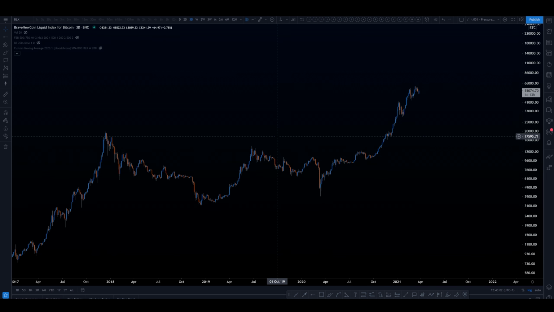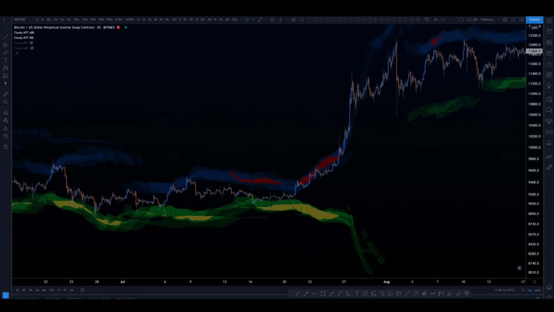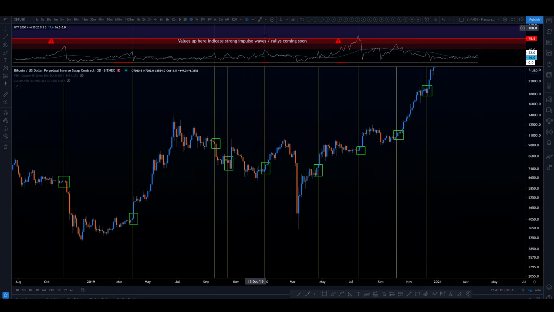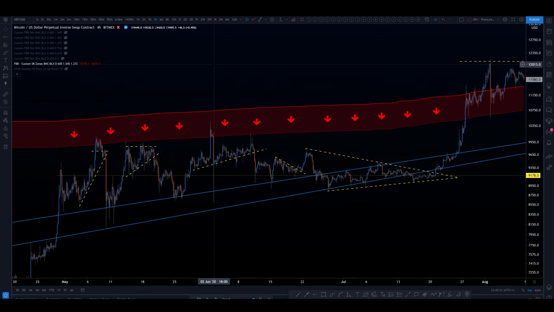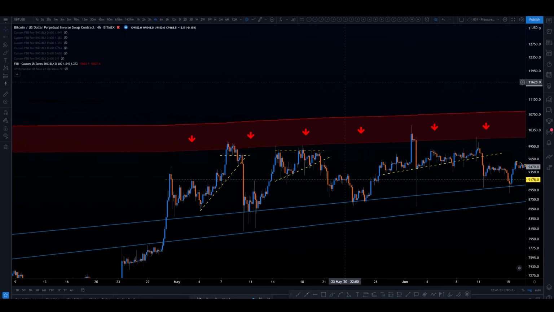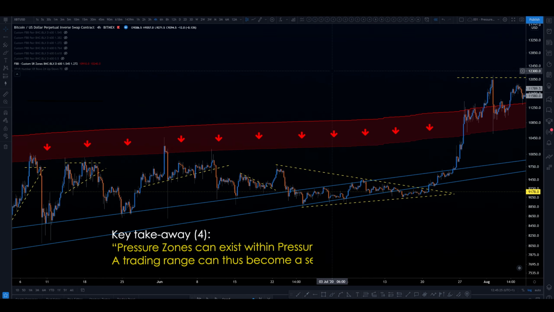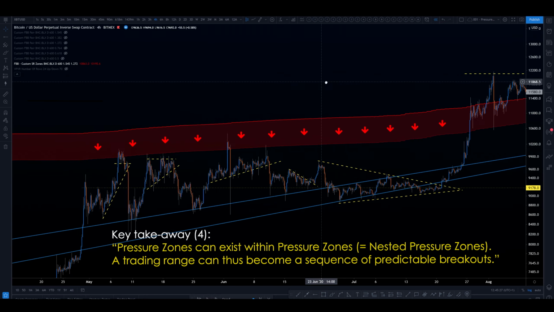Okay, a lot of stuff to cover. Let's move on. Point number 4, relevance in TA. We also do have a phenomenon called nested pressure zones. Let me go here. Let me show you this. Nested pressure zones are pressure zones within pressure zones.